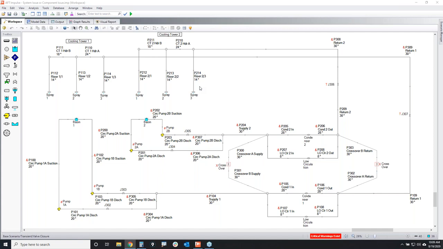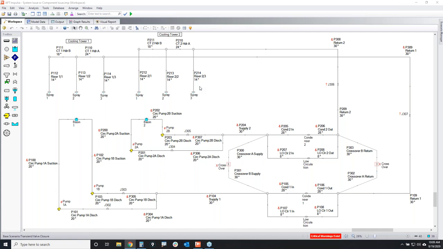And so the beauty of using AFT Impulse to evaluate water hammer is that Impulse provides you a tool where you can become a better water hammer analyst without having to have a PhD in the subject. But there is a lot to learn. And with the graphing capabilities of AFT Impulse, that'll make it a lot easier for you to understand your results of what's going on.